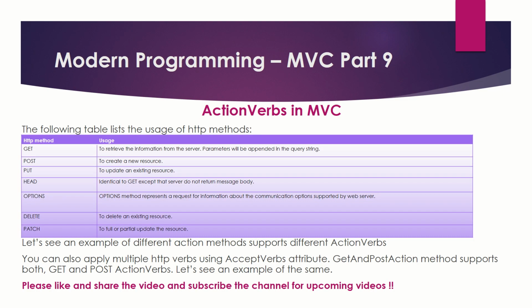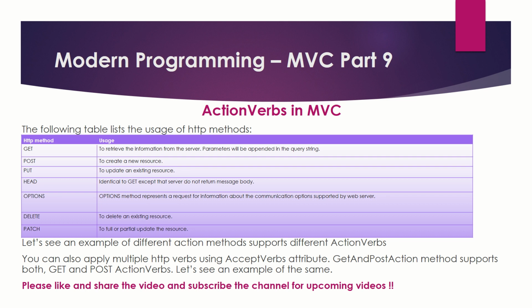Now I'll explain the list of usage of HTTP methods. So first, get. What it does is retrieve information from the server, and parameters will be appended in the query string. Okay, and what is post? So to create a new resource. The usage of get, post, put, head, options, delete, patch, everything is displayed in this table. So if you want to update some existing resource, then you can use put.